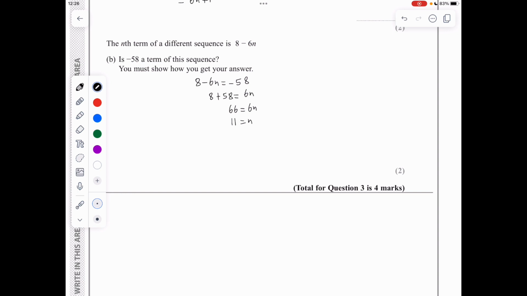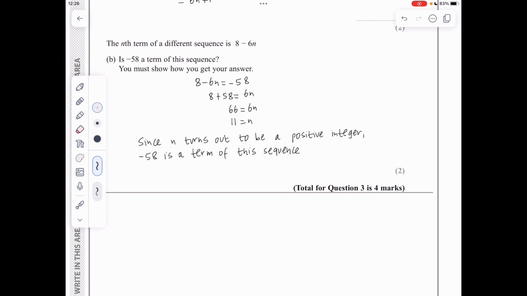Otherwise, this will mean that this term is not a term of this specific sequence. Now, because we got n is 11 and n turns out to be a positive integer, then we can conclude that it is indeed the case that minus 58 is a term of this sequence.